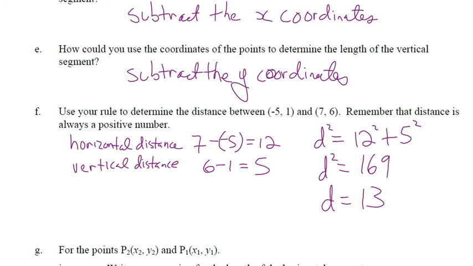Okay, so we take the sum of the squares of the horizontal and vertical distances, and then we square root that. And that gives us the distance between the 2 points.